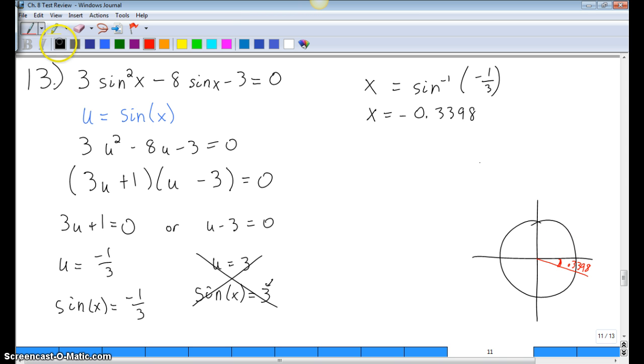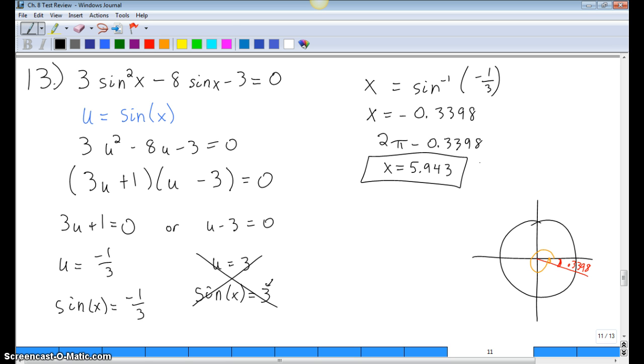So one value is going to be 2 pi minus 0.3398. Okay? That is us going all the way around 2 pi and then coming back that little angle there. That value would be 5.943. Okay, so we have one answer in 0 to 2 pi. We still need a second answer.